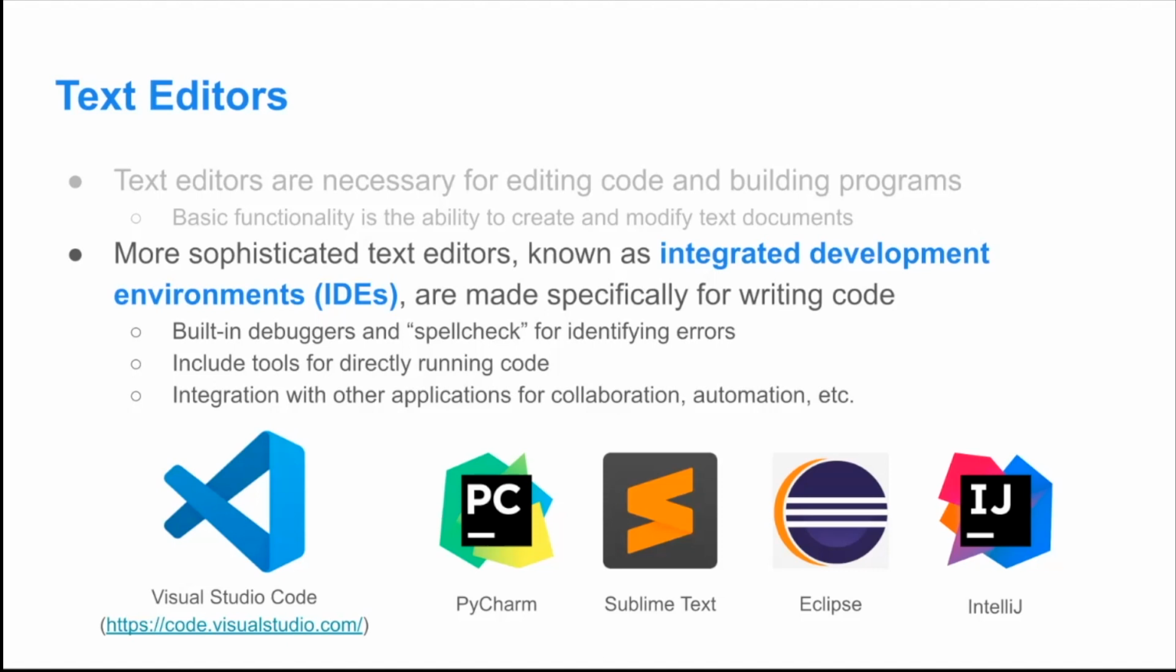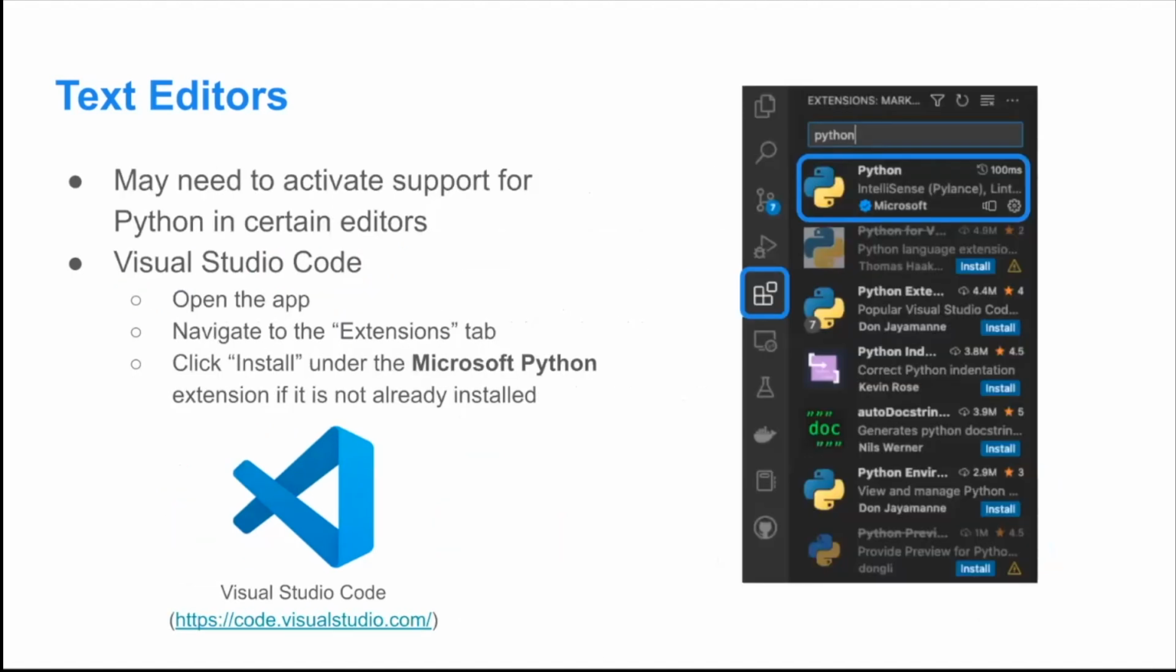Most of my examples throughout the rest of this lecture are going to be in Visual Studio Code. This is a pretty popular IDE that many people in the Maya Lab use. If you choose not to use Visual Studio Code, there are also a couple other options. PyCharm is another IDE. It's specifically for Python. There's also Sublime Text, Eclipse, IntelliJ, and plenty of other options available.